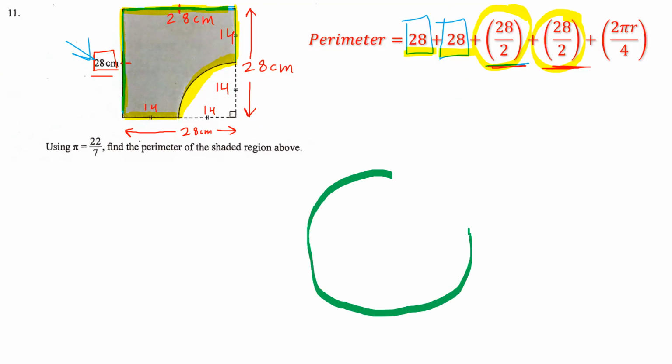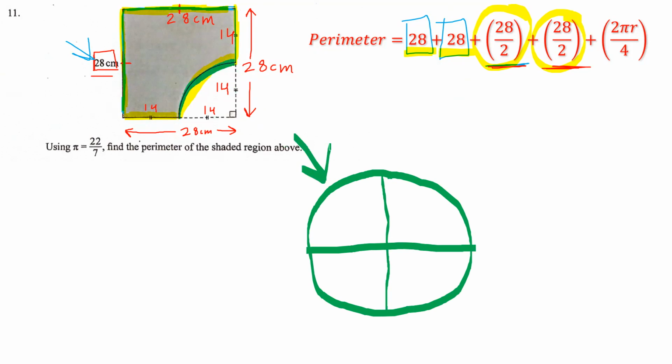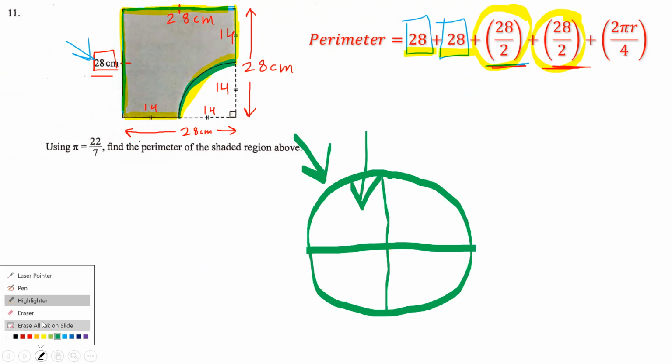If we have a circle and we were to divide the circle into 4 pieces, so that's half, and then this is another piece, that's a quarter. The same curved portion is this curved portion right there. So this is the curved portion for a quarter of a circle. Let's just focus on the curved portion.